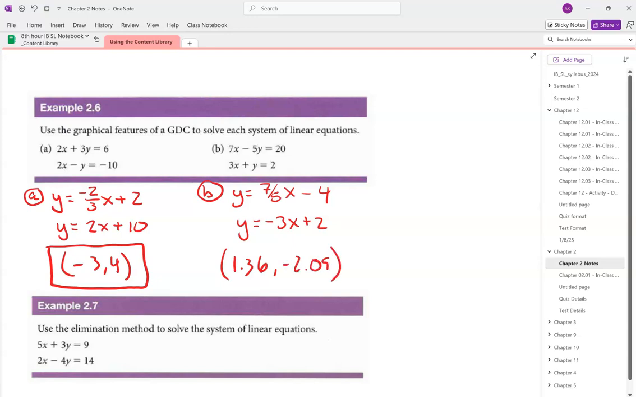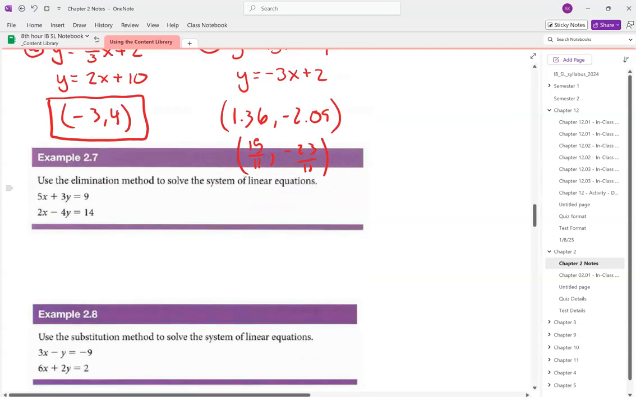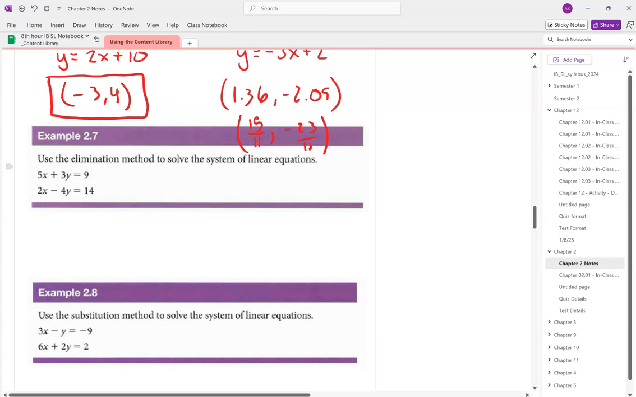If you did this algebraically, you could have found out that that was 15/11 and negative 23/11. But getting that out of your calculator from the graph, not really a way to do that. All right, let's do elimination to solve this system.